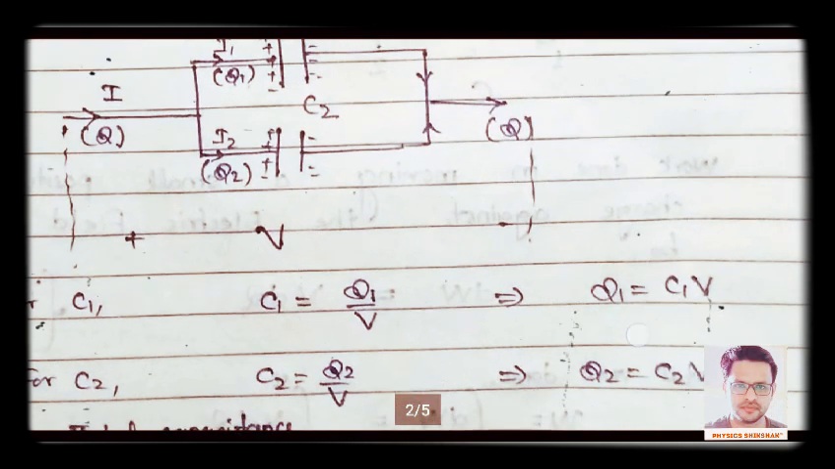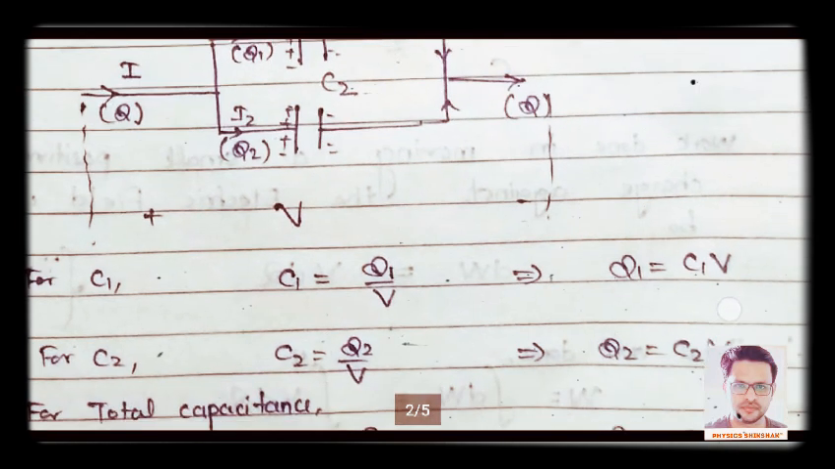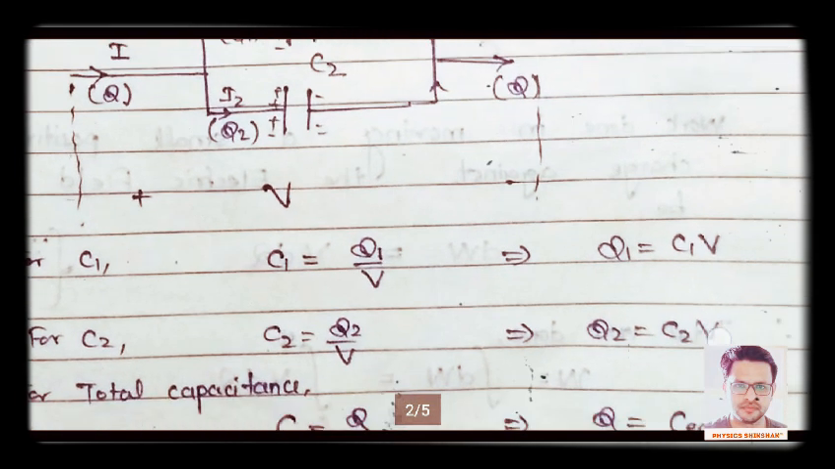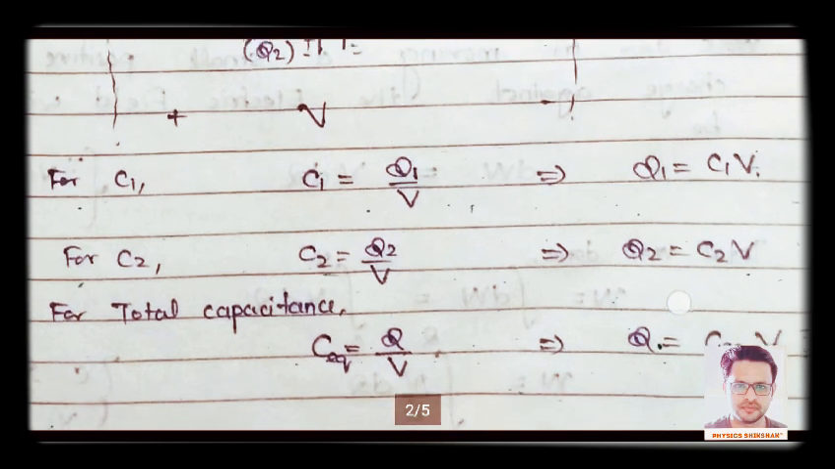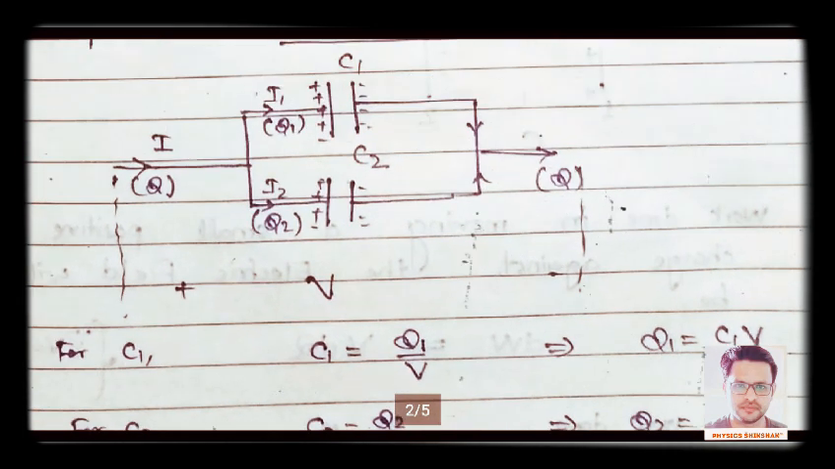So that's why we are obtaining the values of q1 and q2. From here you can see the relation. Through C1, q1 charge is passing and the potential across this C1 capacitor is V. So we get q1 equals C1V. Similarly, we have obtained the q2 charge which is getting stored in the C2 capacitor.